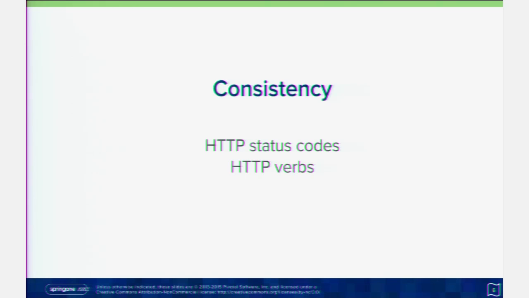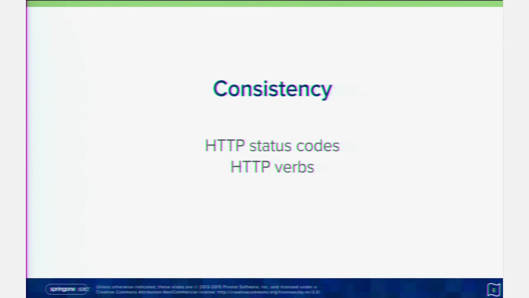Two main areas I'd focus on for consistency are your use of HTTP status codes and HTTP verbs. So the HTTP status codes are very well defined, pretty well understood. Anyone who's working with a RESTful API, I think it's safe to assume, would understand that an HTTP 200 is an okay response, and it meant the request worked, and here's the response.